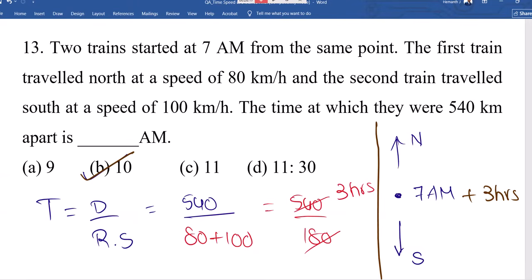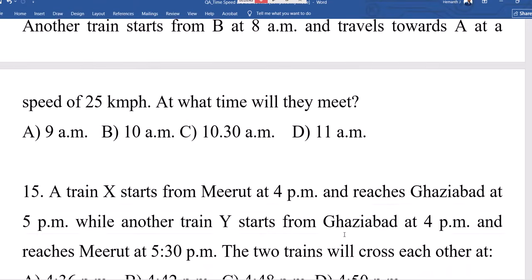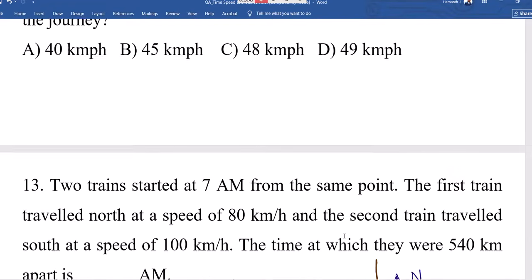At 10 a.m. the distance between the trains will be 540 kilometers. Same direction, opposite direction: this is the opposite direction. Next question, you can see, is the same direction one. I think this question was given in GATE. Very easy one given in GATE. The next question is also a very easy question given in the GATE exam.